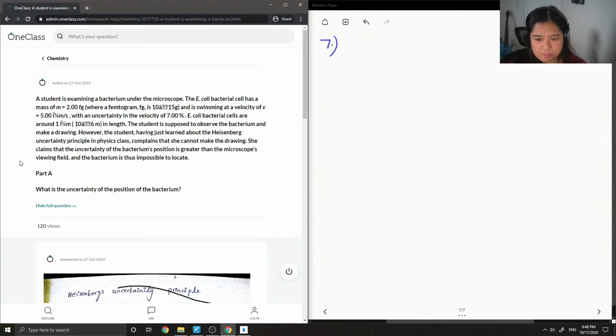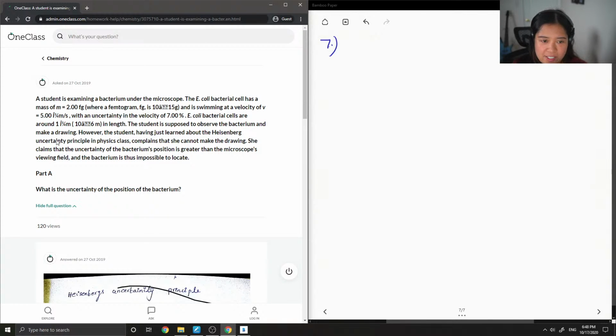And then the student is supposed to observe the bacterium and make a drawing. However, the student, having just learned about the Heisenberg uncertainty principle in physics class, complains that she cannot make the drawing. She claims that the uncertainty of the bacterium's position is greater than the microscope's viewing field, and the bacterium is thus impossible to locate. What is the uncertainty of the position of the bacterium?